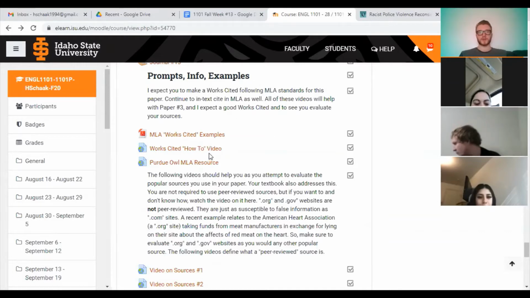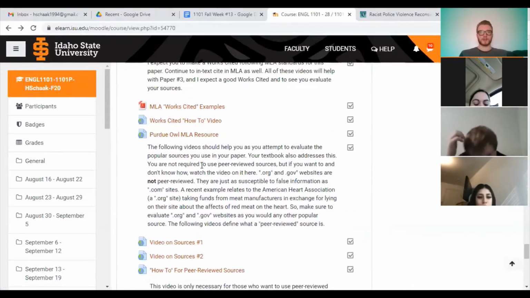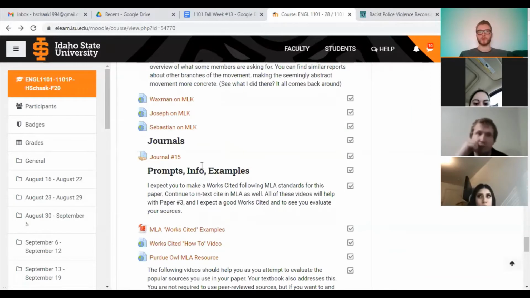There's a video on how to do it, examples of how to do it, and Purdue OWL, which is Purdue's website. They have the most comprehensive breakdown of how to make a citation, and they do it really well. Cool. So that's the paper prompt that's holding everything together.